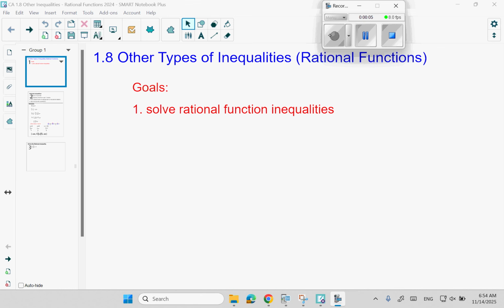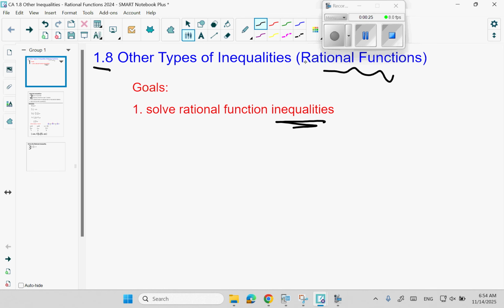So last unit we talked about 1.8 and we did a lot of polynomial stuff, but that's because we were doing polynomials. This unit we've been doing rational functions, so that's why we're going to do 1.8 with rationals. Remember that 1.8 is all about inequalities out of our textbook. So now we're just going to do inequalities with rationals specifically.